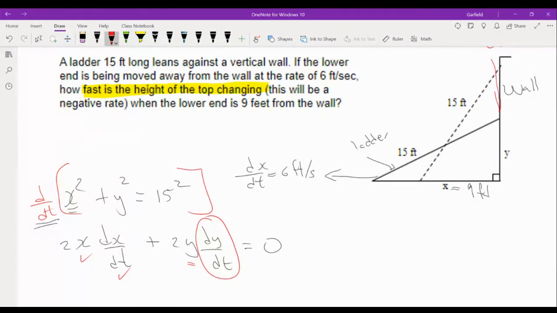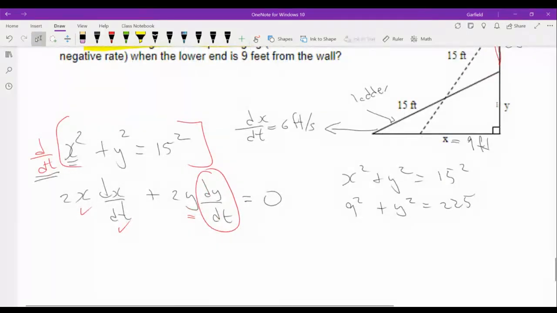Once again, it's like that problem number two that we did earlier on, right? We can go back to the original equation. We know that x squared plus y squared is equal to 15 squared. And we can substitute for x, which is 9. And that will give us a value for y. So this is 81 plus y squared is equal to 225. So y squared would be equal to 144. So y would be equal to 12.